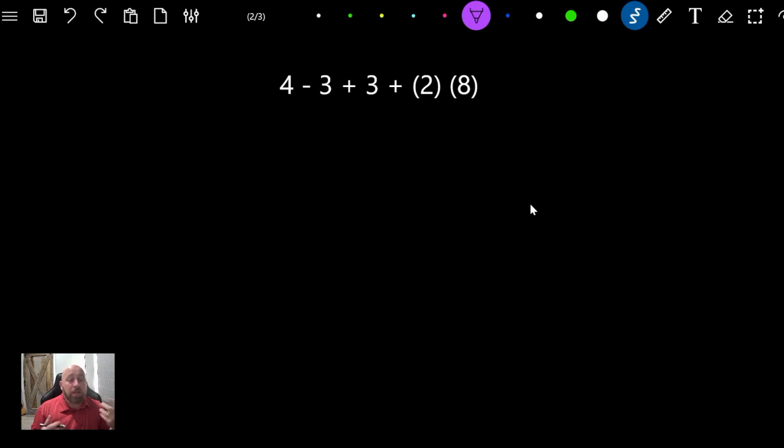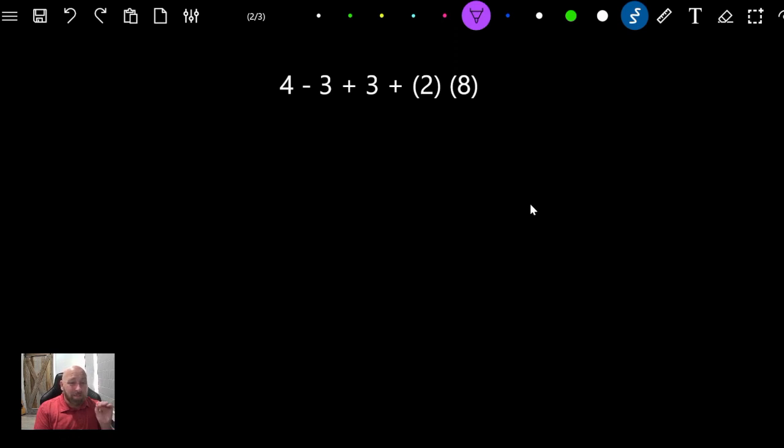Step number 2 is exponents. Again, there are no exponents in this problem, so we can go ahead and skip to step number 3. Step number 3 says to do multiplication or division, whichever one comes first from left to right. So if you'll look at this, we do have some multiplication over here. Remember, if there's no sign, then we multiply. So there's no sign between those two numbers, so we will multiply.